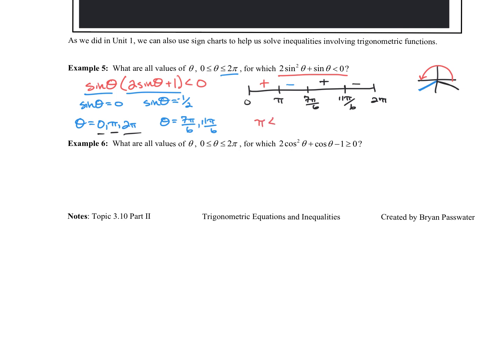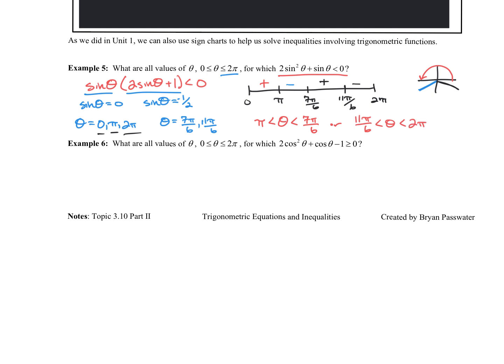Pi is less than theta, which is less than what? 7 pi over 6. Or 11 pi over 6, which is less than theta, which is less than, or actually, it still has to be less than 2 pi.